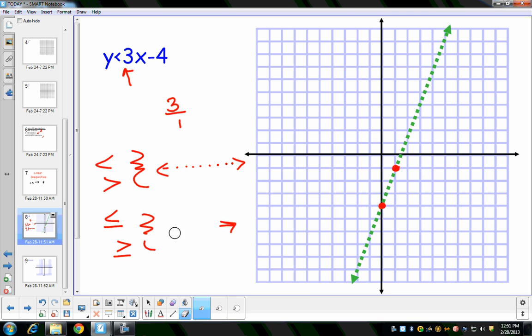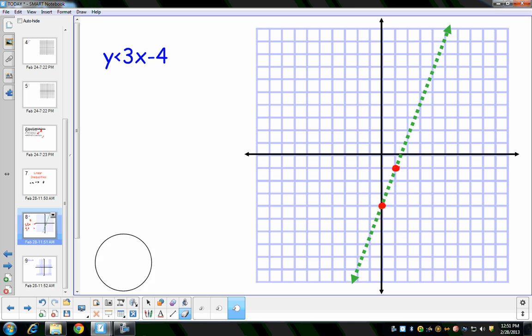So now we've got to decide, are we going to shade up above or are we going to shade below the line? What I do is I like to pick a point. And 0, 0 is always a nice, easy point to pick. What I mean by that is I'm going to plug in 0 for x, and I'm going to see what happens with 0 for y. I'm going to see if it works.